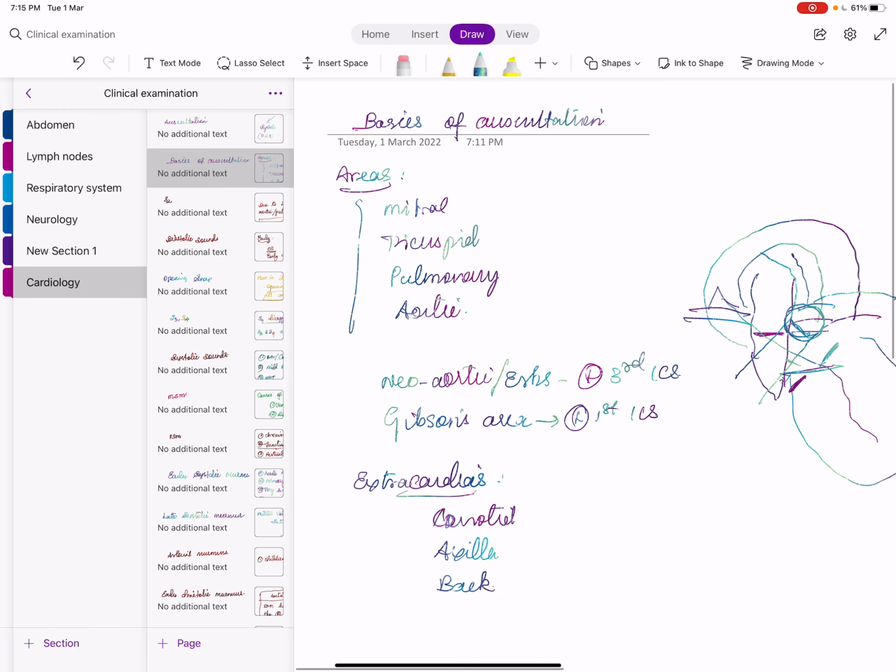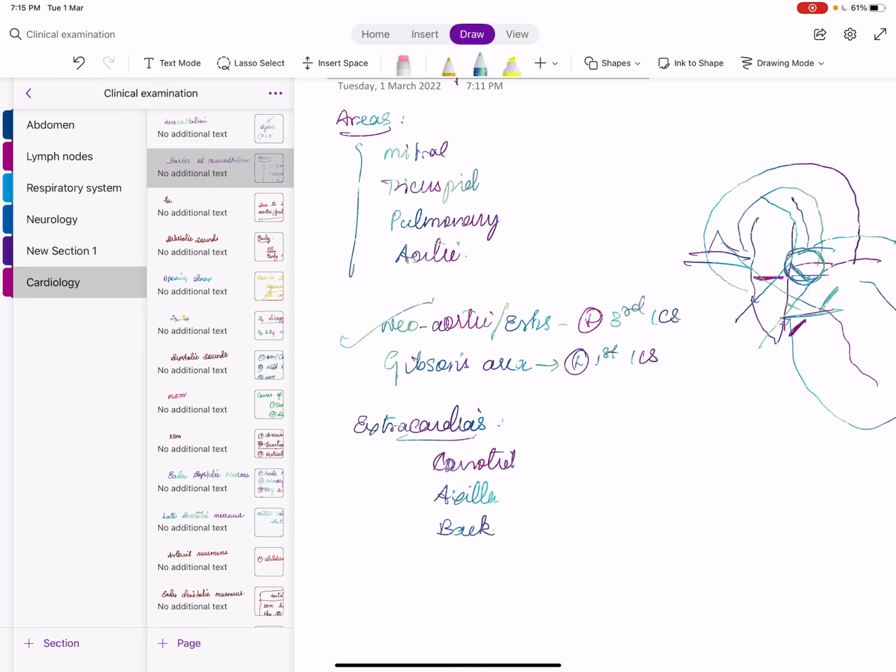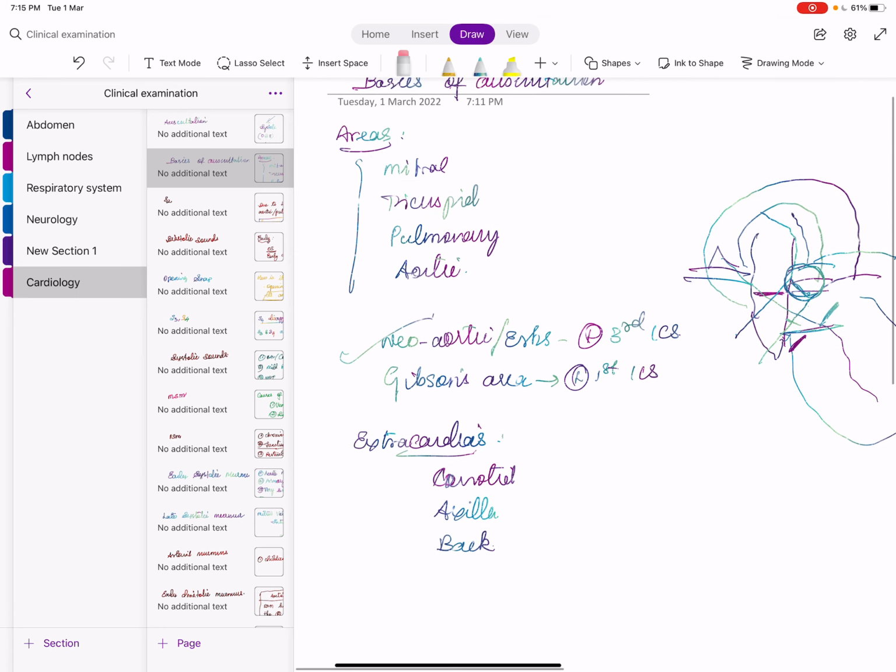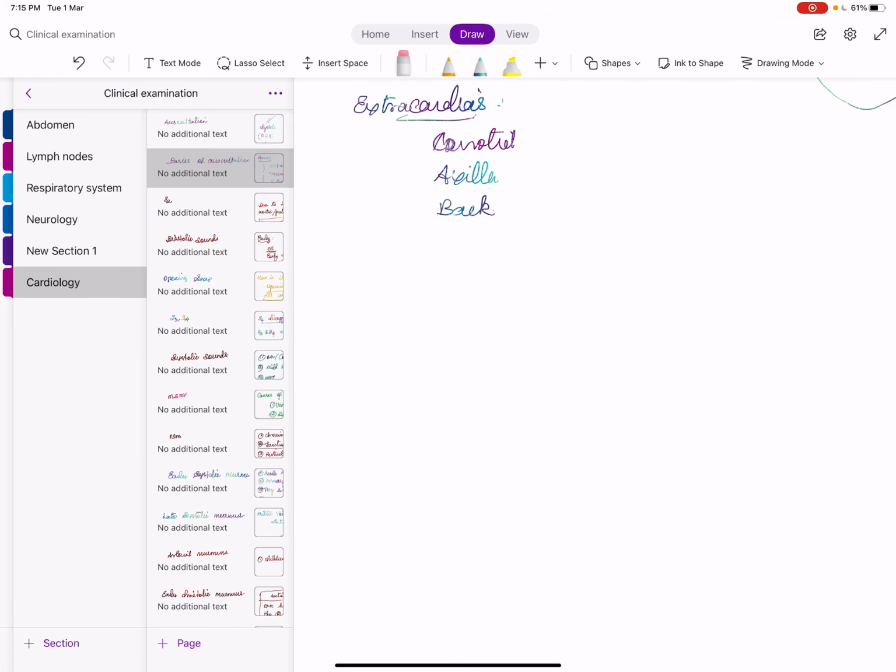So in the early rapid filling phase of diastole, the mitral valve opens, the tricuspid valve opens, and the blood from the atria goes by rapid filling towards the ventricle. If it produces a sound, it is called S3. What is the second diastolic filling phase? The second rapid filling phase, or the phase of atrial contraction, contributes to the second phase of mitral and tricuspid valve opening. If this produces a sound, it is called S4.